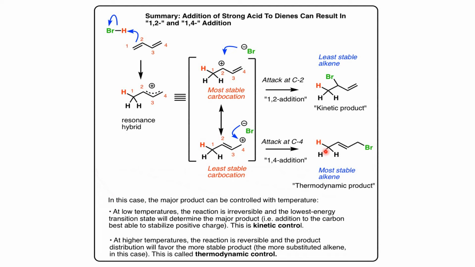And at high temperature, the reaction is reversible, and the product distribution will favor the more stable product, that is the disubstituted alkene here. This is the thermodynamically controlled product. So the first one we call kinetic control, the second one is thermodynamic control. So this is about the 1,2 and 1,4 addition of 1,3-butadiene, and also the thermodynamically controlled product versus kinetically controlled product. So we have come to the end of this video. Thank you.